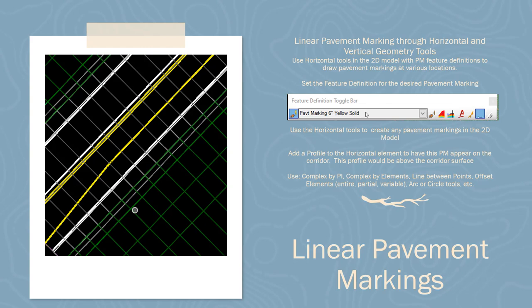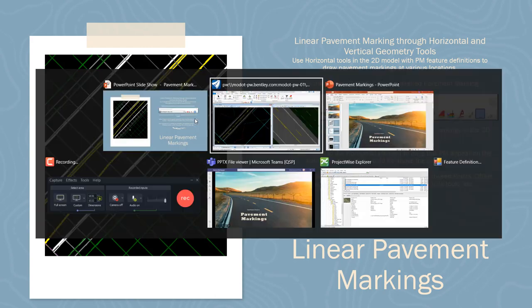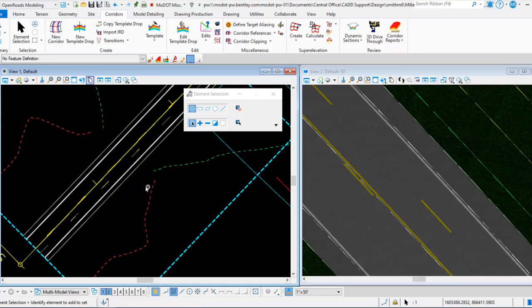You set your feature definition to the pavement marking style that you want, and then you pick your horizontal tool to use to draw in your 2D model. If you give it a profile, then it will show up in your 3D model. There's also a stamping tool that's built into your 3D tools that you could use to stamp a line onto your corridor. Let's take a look at doing this one.